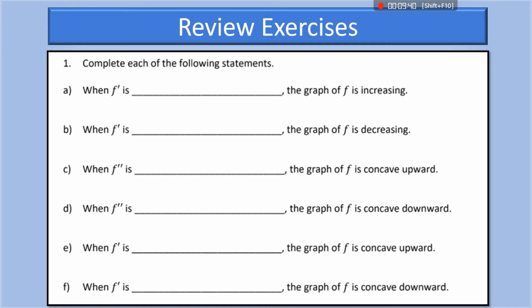Not necessarily either. So this graph is increasing and f prime is decreasing. This graph is increasing, f prime is increasing, and this graph is increasing and f prime is staying the same. So what do all three of these graphs have in common? The slope is positive, and f prime is the slope, so f prime is positive.